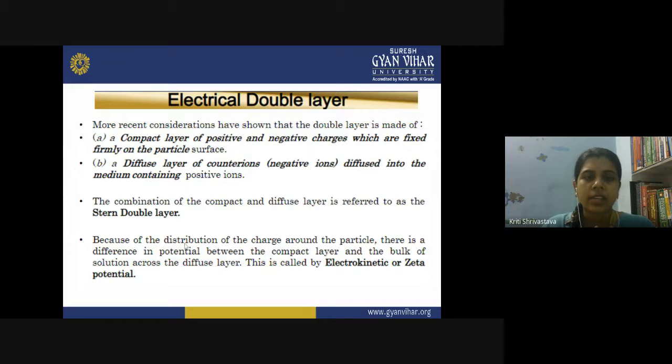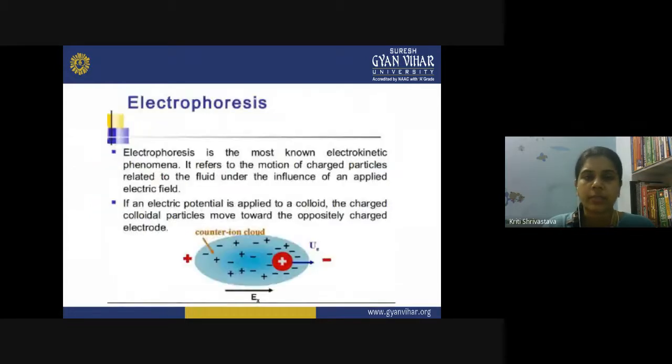And because of the distribution of the charge around the particle, there is a difference in the potential between the compact layer and the bulk of the solution. That difference in the potential that arises due to accumulation of charges is called the electrokinetic or the zeta potential. So the formation of the electrical double layer imparts many characteristic properties to a colloidal solution.